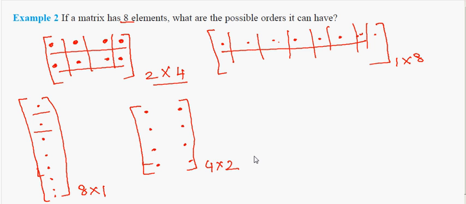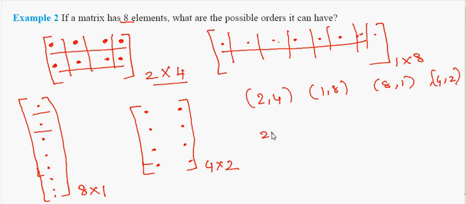So I hope these are the possible ordered pairs, that is 2, 4, 1, 8, 8, 1 and 4, 2. So the possible orders will be 2 by 4, 1 by 8, 8 by 1 and 4 by 2. I hope you have understood this problem.